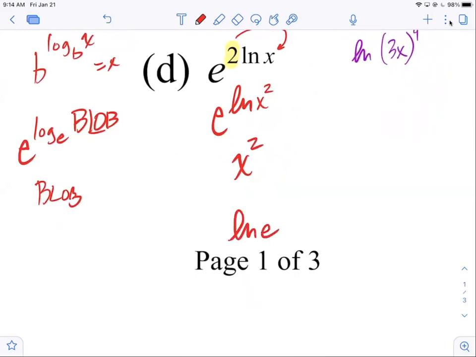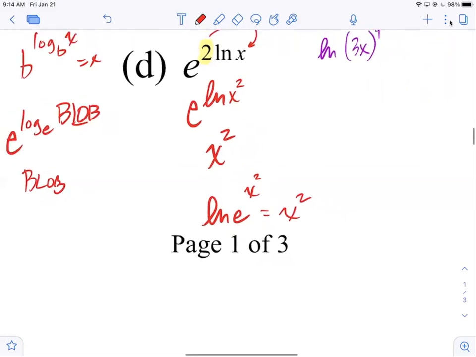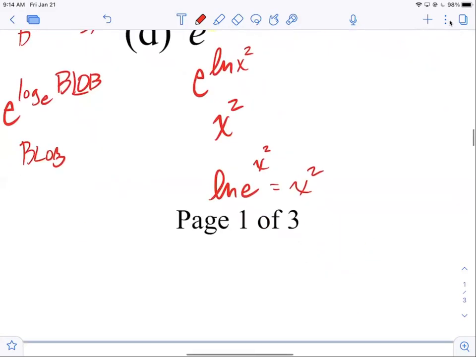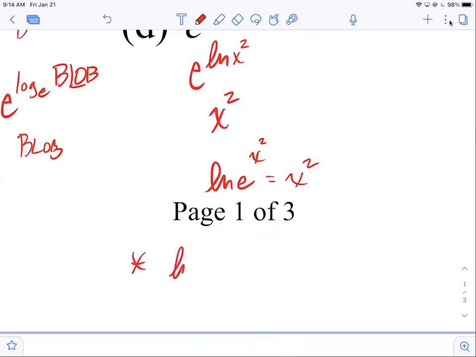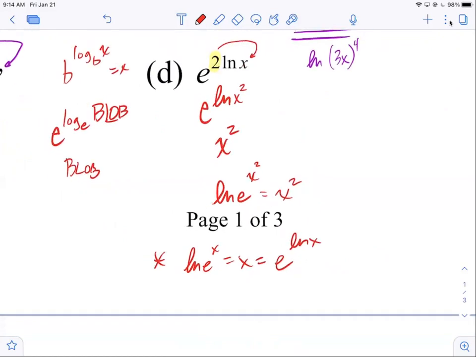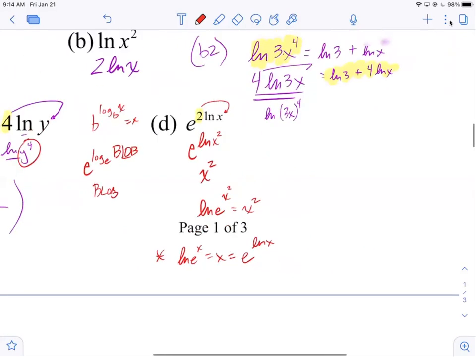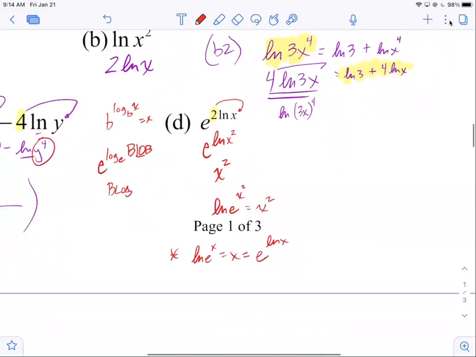What's the natural log of e to the x squared? It's also x squared, right? When you compose 2 inverse functions back to back, they undo each other. So we use this property quite a bit, but the one that we use primarily is this. The natural log of e to the x is x, and that's the same as e to the natural log of x, right? We summarized that in the previous section. But that's it in terms of base e. So yeah, there you go. That's just x squared.